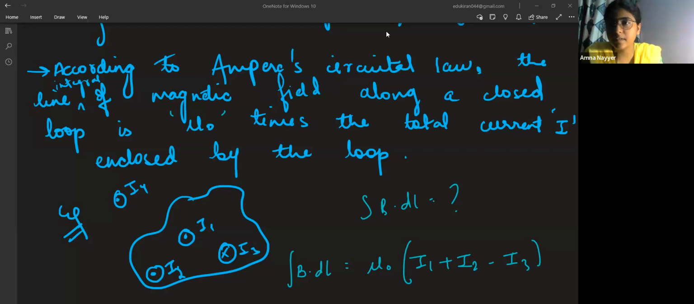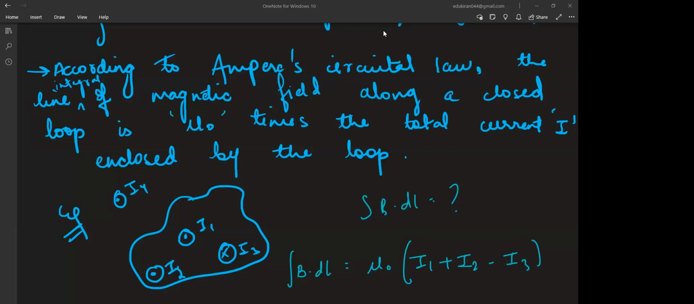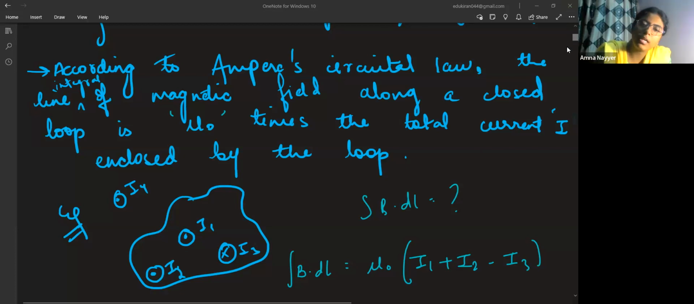Done till here? Yes. Now let us talk about the Amperian loop.